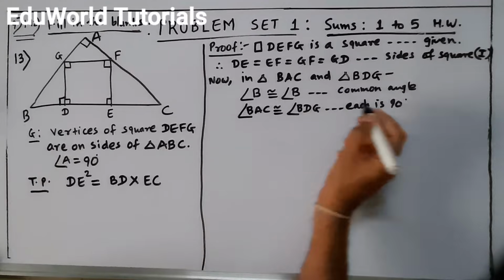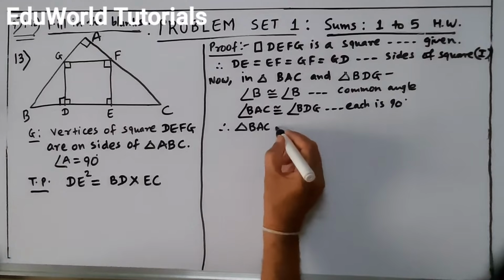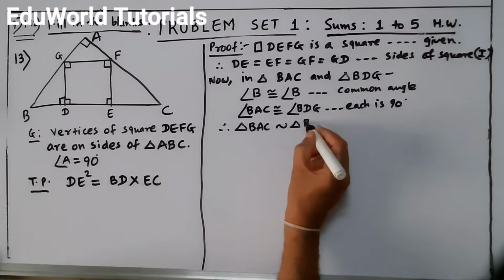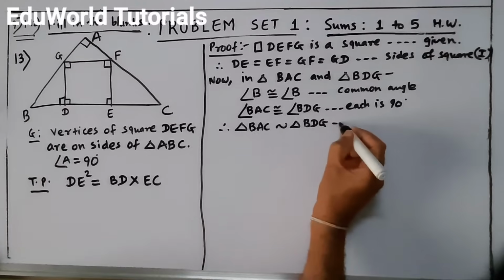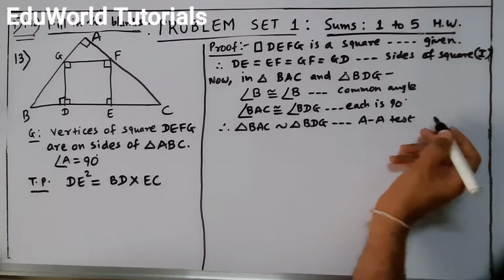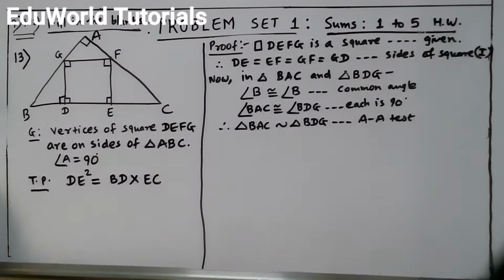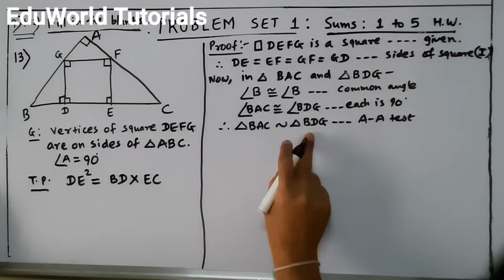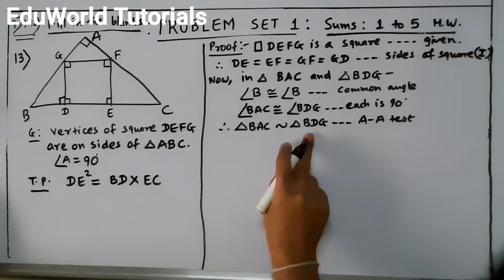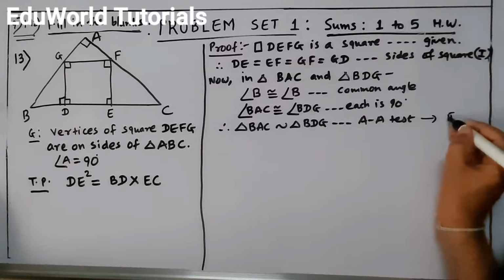So because of this, what happens? The triangles are similar. Triangle BAC is similar to triangle BDG. Which is the test? It is AA test. Now you know, when the triangles are similar, what we can do? We can write the corresponding sides in proportion. But here we are not writing corresponding sides in proportion. We are giving this result number 2.